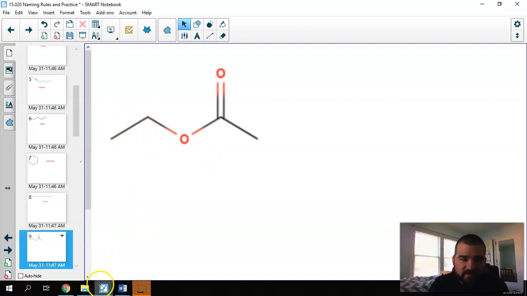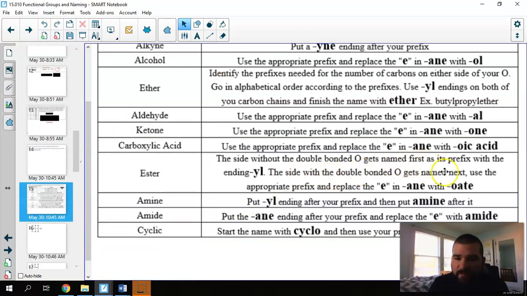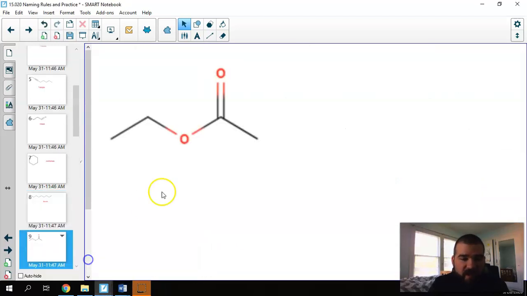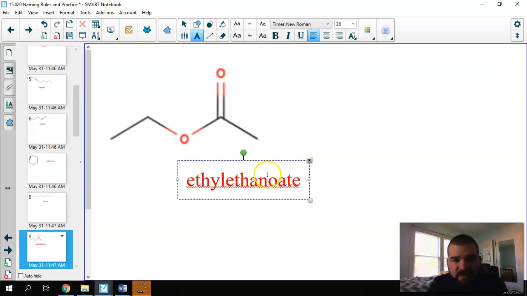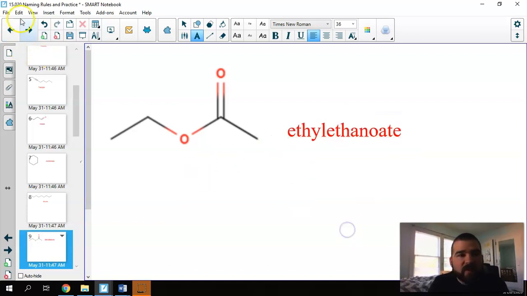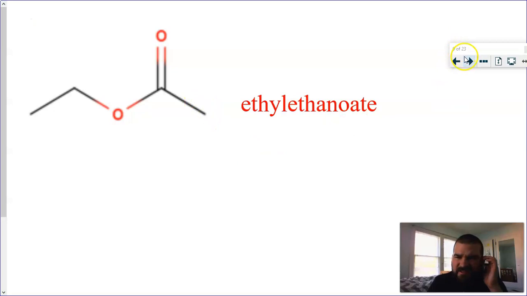So that's called ethyl. And then the side with the double bonded oxygen gets named next, and we use the appropriate prefix and replace the E and ane with OATE. So it's going to be something OATE. So ethyl, and this is also 2 carbons, so that's ETH, and OATE. So ethyl ethanoate is the appropriate name for this ester. And again, esters and ethers are a little tougher because you have to name both sides and it makes it a little bit more difficult.